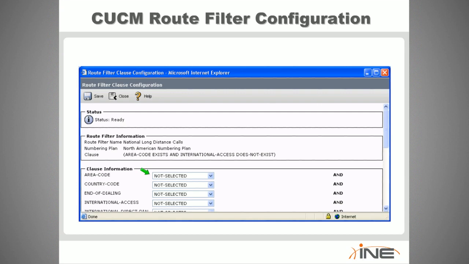And you note down here that we don't see anything selected. That's because there's already been a clause set up, but now we can create Boolean ands and ors. So we can do ands within clauses, and then we can have multiple clauses ORed together. So we could have, for instance, this clause that says area code exists, Boolean and international access does not exist. And then we'd have an or separator, and we'd formulate our next clause, and at the bottom we'd hit save and update.